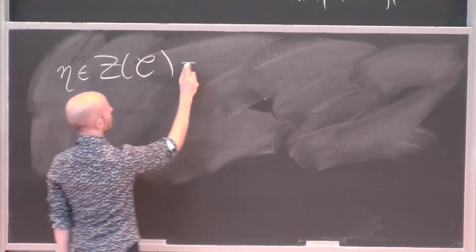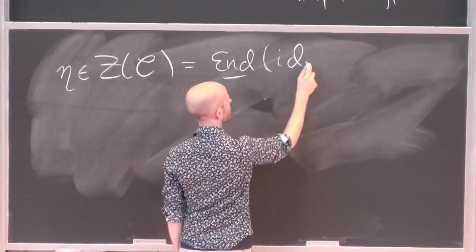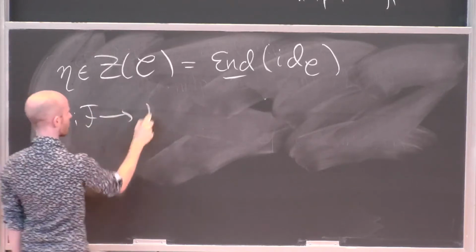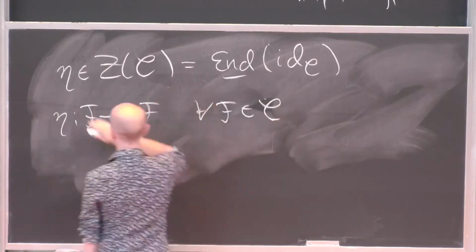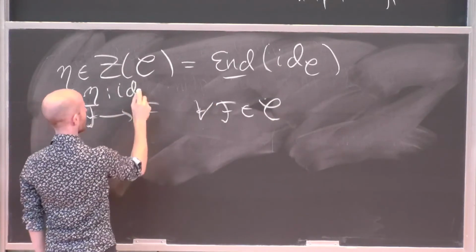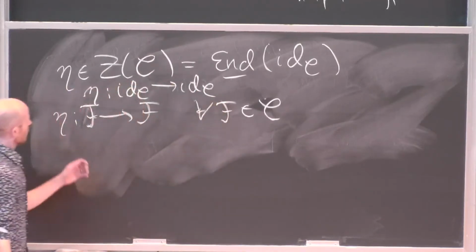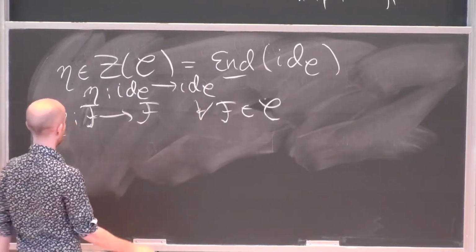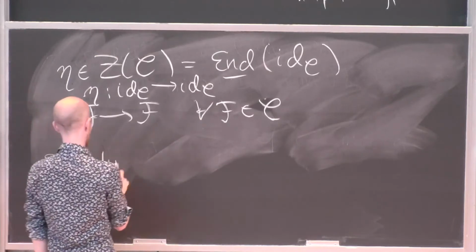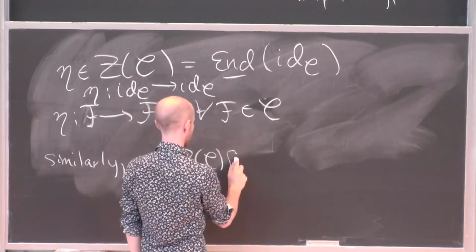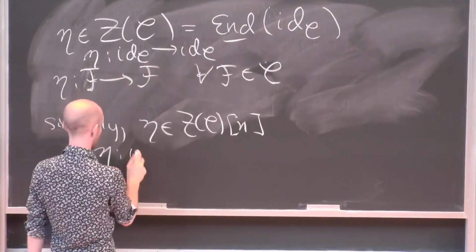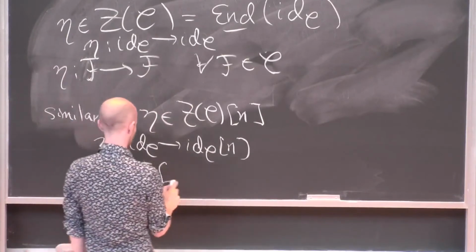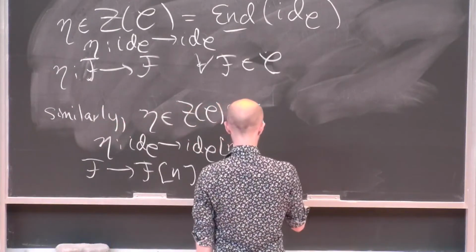So what's this eta? Let me just remind you. This is endomorphisms of the identity functor. And so this eta gives me natural maps from F to F for every F in C. So it's a map from the identity functor to itself, and that's the same thing as giving, suitably understood, natural maps from every object to itself. And similarly, if I have some eta inside of Z of C with a shift by n, this is the same thing as a map from the identity functor to itself, but with a shift. And so similarly, I get maps F to F shifted by n for all F, sort of naturally.